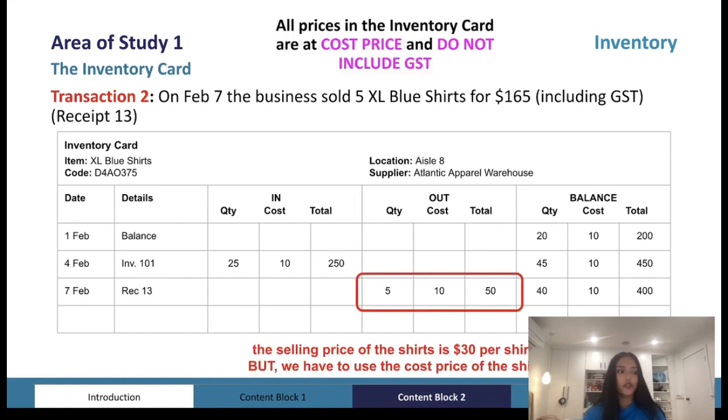Under the out column, we've recorded the quantity, cost per shirt, and total price of the inventory sold. So that's 5 shirts at $10 per shirt, which is a total price of $50. And the question tells us that the shirts sold for $150 excluding GST, which is a selling price of $30 per shirt. But this price is not included in the inventory card at all, and that's because we have to use the cost price of the shirts, which is $10 per shirt. Because again, remember, cost prices, no GST.